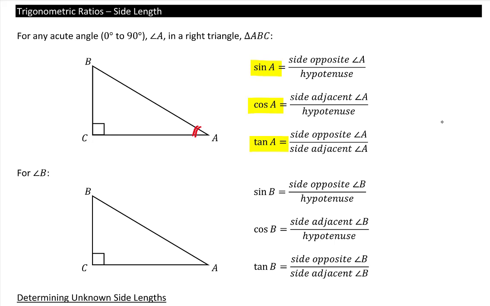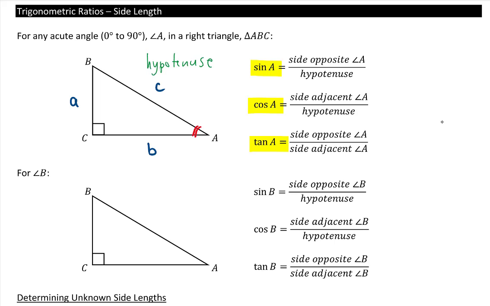Before we state the ratios for angle A, what we should do is label our diagram. So remember that across vertex A, or angle A, is side A, across vertex B is side B, and across the right angle is side C. Always start by identifying the hypotenuse. Remember, the hypotenuse is across the 90-degree angle.